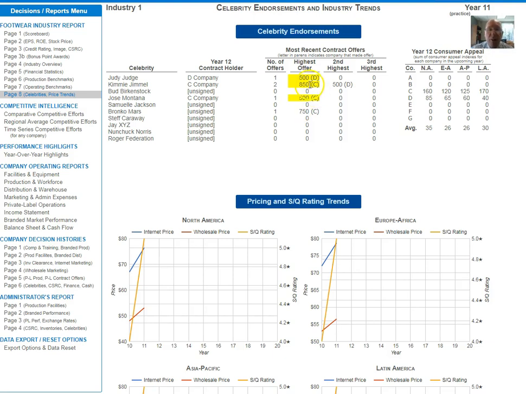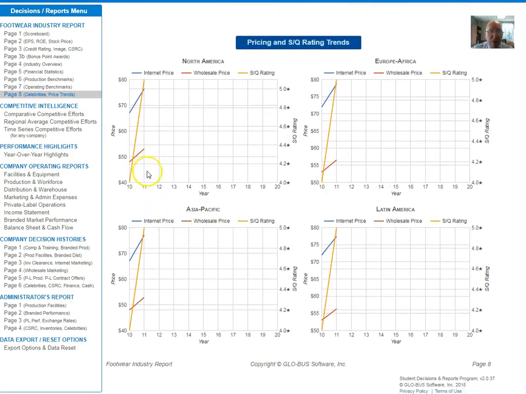And you can see here how it worked. You can see that Team C outbid Team D, and that's why they got the celebrity they did. Down here, these are kind of handy charts to go over to say what's the trend in pricing and quality. That takes me through the footwear industry report, and the main thing I get out of the footwear industry report is I get a very good handle on how I did, and I start to get some great insights on why I did. As we get into the competitive intelligence report, then I'll get more on the why I did.